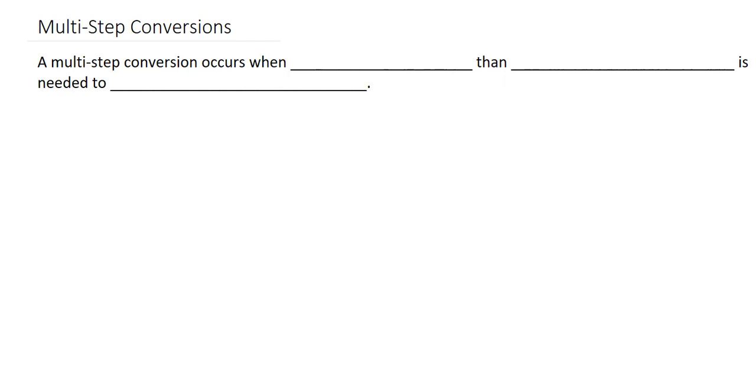Multi-step conversions. A multi-step conversion occurs when more than one conversion is needed to solve. So it's very similar to the last video, except we might have to do 2 or more conversions to get from what we're starting out with to then express it in an entirely different way. So let's go ahead and look.